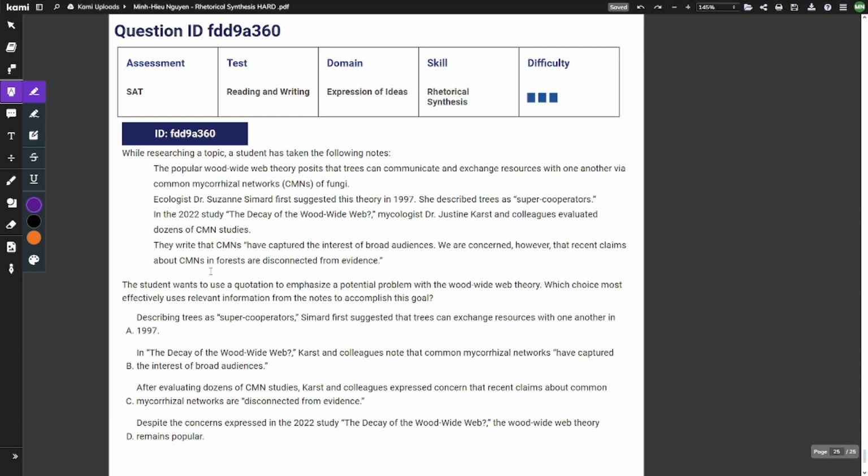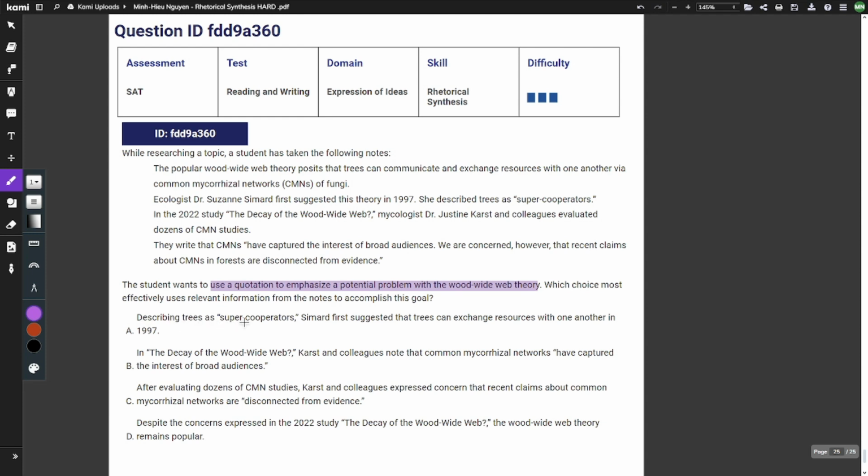Question number 25. We're finally at the last one, and let's see what the task is. So, they want to use a quotation to emphasize a potential problem with the World Wide Web theory. So, there's two parts to this task. The first one is that you need to use a quotation, and the second part is that it needs to emphasize a potential problem. So, let's look at our answer choices.